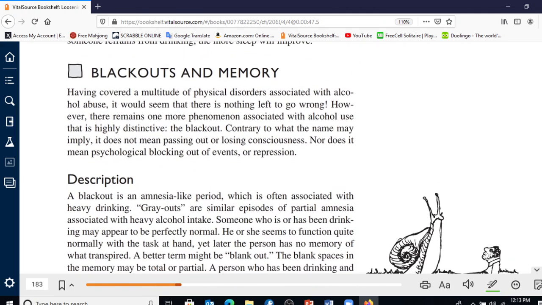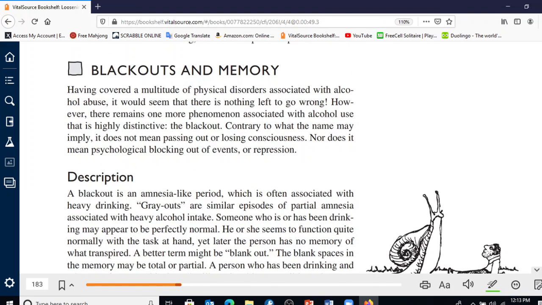Blackouts in memory. Blackouts are retrograde amnesia episodes. It's the effect of alcohol on your neurons. It interferes with both your short and your long-term memory. A blackout is a present inability to recall something that happened to you while you were drinking, or something that you did while you were drinking.